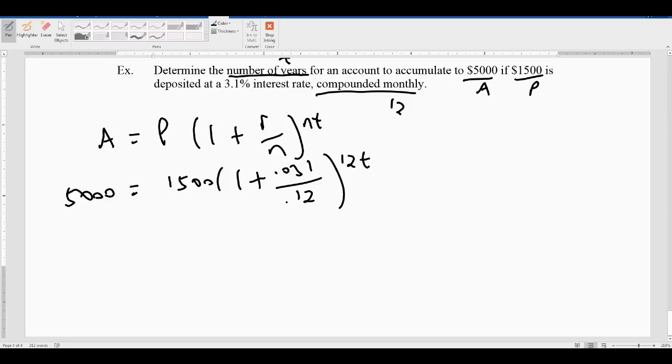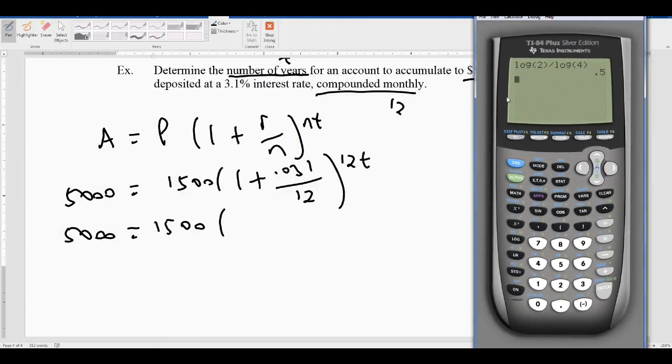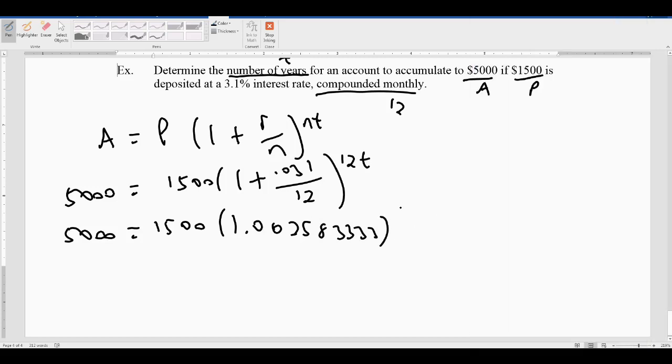So the first step here, you could go ahead and just add all those together, and that's fine. In fact, I think I want to do that just so I have fewer numbers to look at. So let's take the 1 plus 0.031 divided by 12. And you get, I'm going to type in all those numbers, 1.002583333. I don't round until the very end.